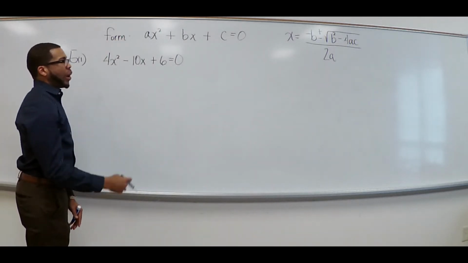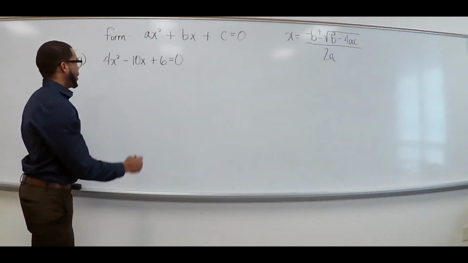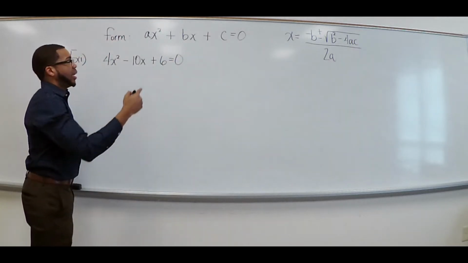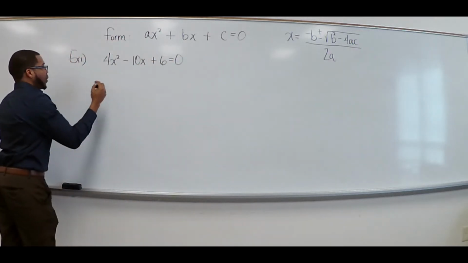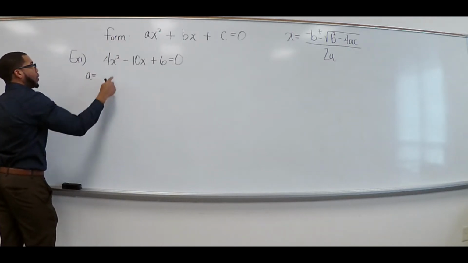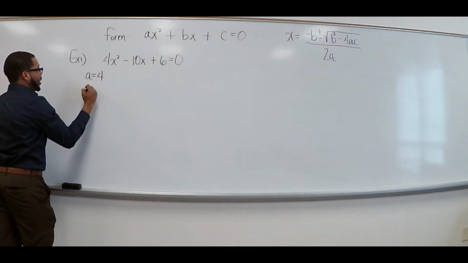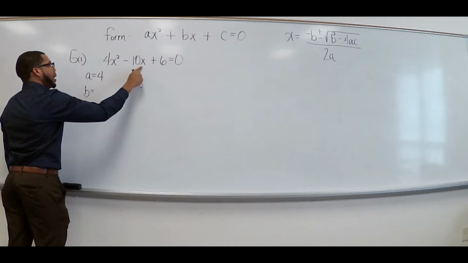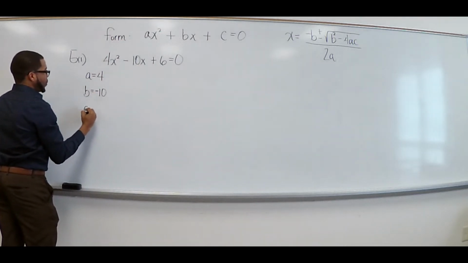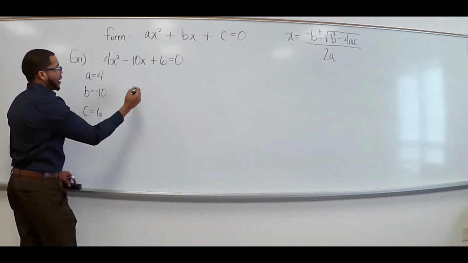What I like to always do is identify what's called the discriminant. The discriminant is the b squared minus 4ac portion of the quadratic formula. So we're going through: a equals, I go to my big sister, she has a value of 4. b equals, go to me, negative 10. c equals 6. Now we're going to identify the discriminant.